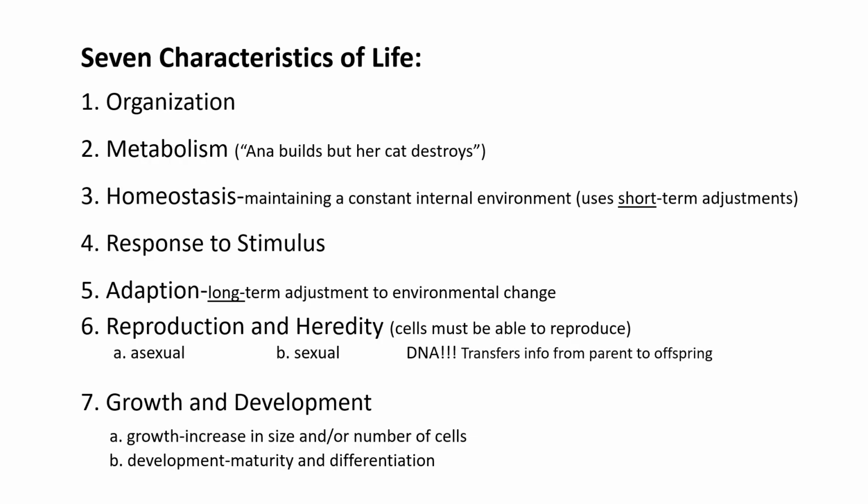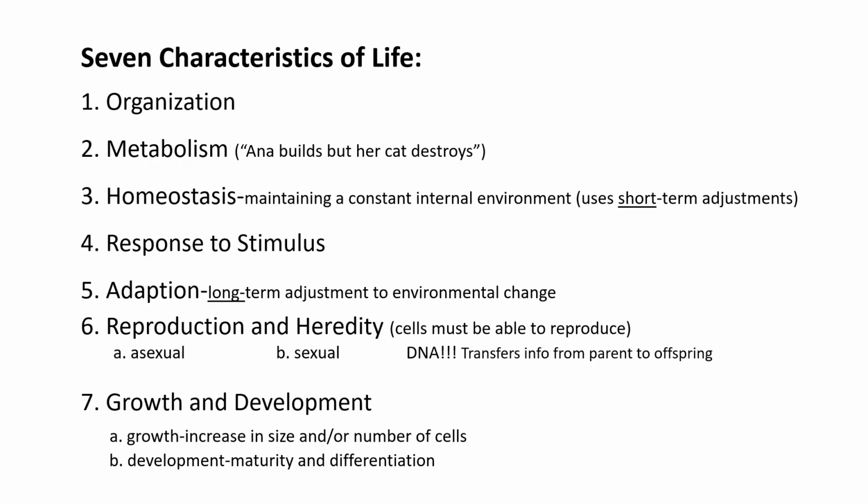And then the 7th and final characteristic of life is the ability to grow and develop. Okay, we're on page 8 now in your book. This growth can be from increasing the size of cells, increasing the number of cells, or both. So development refers to the process of becoming mature, and this can mean a change in appearance or even form.